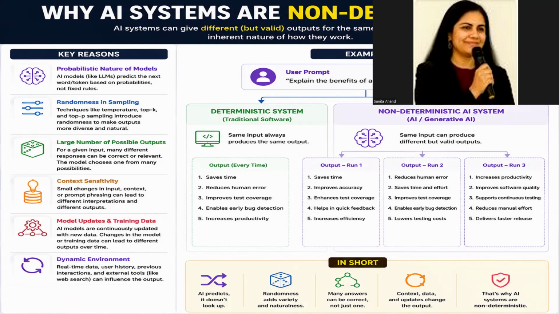Now, when I execute the same input given to my chatbot, or it can be any application, it is going to reduce the human error because human intervention is not here. It's trying to understand from its previous output, which is run one, and it's giving me another accurate result in run two. It saves the time and effort. It improves the test coverage and it enables early bug detection because it's giving me the result, and it lowers the testing costs.